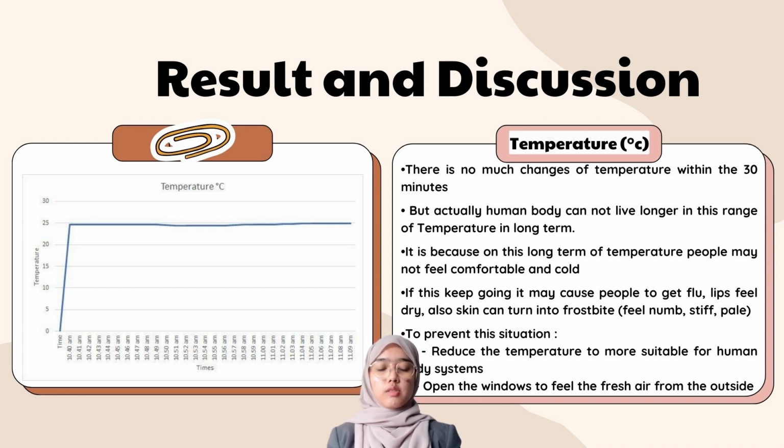If this situation keeps going, it may cause people to get flu, lips feel dry, and our skin can turn into frostbite. Frostbite means your skin will feel numb, stiff and pale. So to prevent this situation, we can reduce the temperature to one more suitable for the human body system, or open the windows to feel the fresh air from the outside. Actually, fresh air is better for our body than the air conditioner.